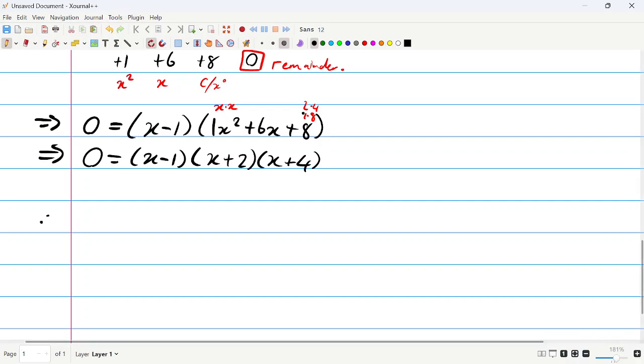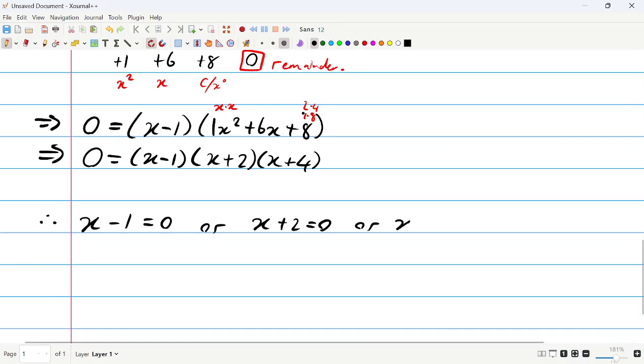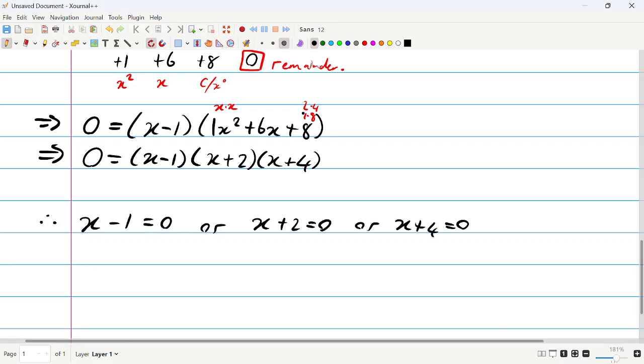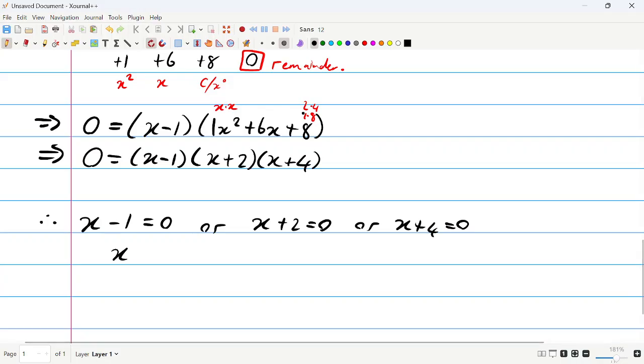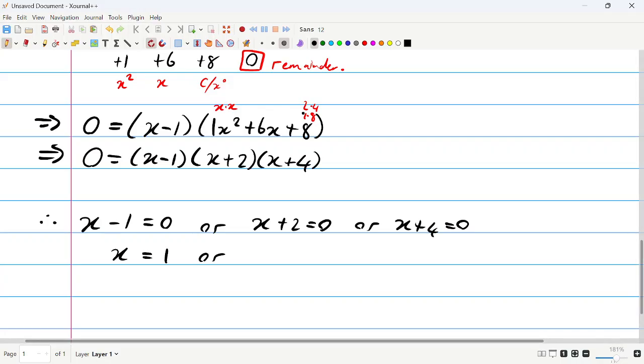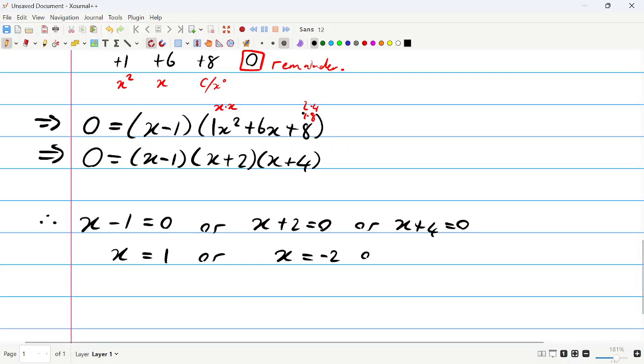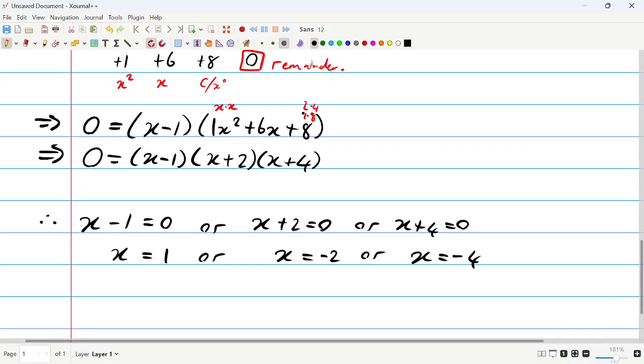So therefore, x minus 1 equals 0, or x plus 2 equals 0, or x plus 4 equals 0, and then therefore, this tells us that x is equal to 1, or x is equal to negative 2, or x is equal to negative 4. And those are the final answers. Therefore, we solved for x. And that is how you use synthetic division.